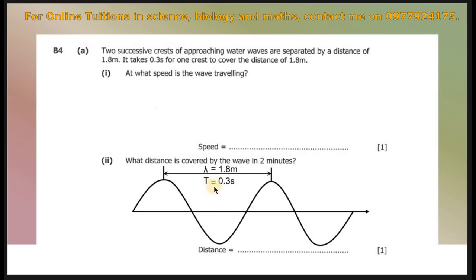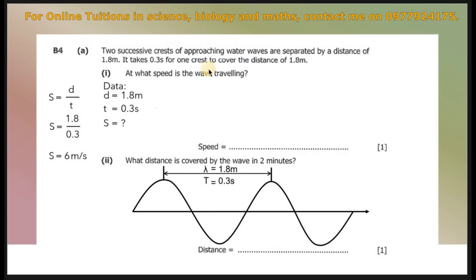So this being the time period, when they're saying the distance, there are two formulas to use here. We'll solve it in two ways. So when they say, at what speed is the wave traveling? Speed is always given by speed is equal to distance over time, okay? So in this case, we'll say data. We are told distance is 1.8 meters, then time is 0.3 seconds, then speed is unknown. Then we'll substitute: speed is equal to distance 1.8 over time 0.3, which will give us the answer 6 meters per second. So this will be our speed.